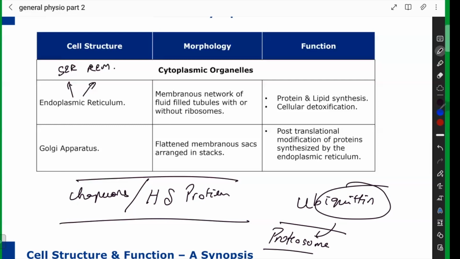Next, coming towards the Golgi apparatus. I think this is going to be one of the boring sessions in general physiology because it is fact-based. You need to understand this. Why? To understand the main physiology, you need to understand the micro level. You need to understand each and everything in your cell, isn't it?